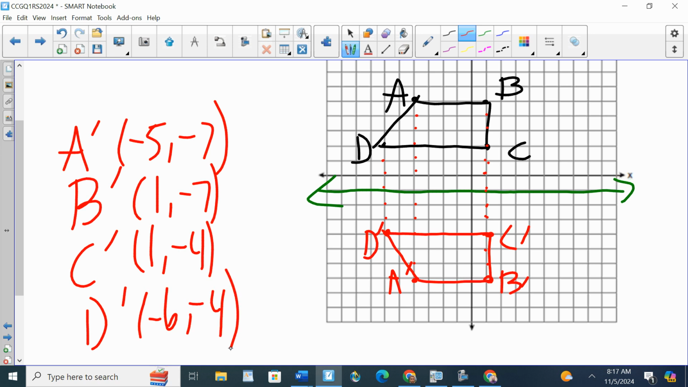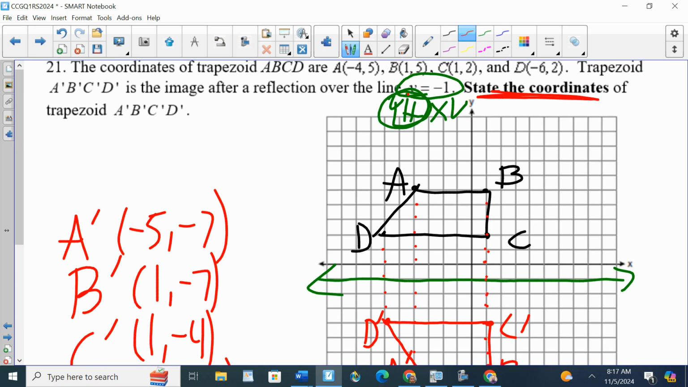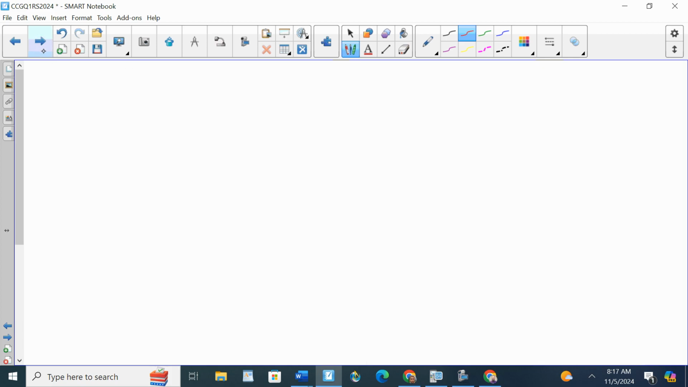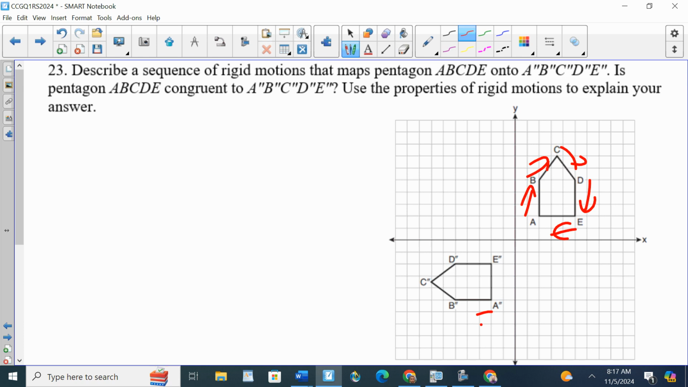To do a reflection, count to what you're reflecting over. Make sure you graph what you're reflecting over before you reflect over it. Yancey has X-ray vision. If it's y equals a number, it's a horizontal line. If it's x equals a number, then it's a vertical line. And finally, check for orientation. A, B, C, D, E, A, B, C, D, E. This one is going clockwise. This one is going clockwise.